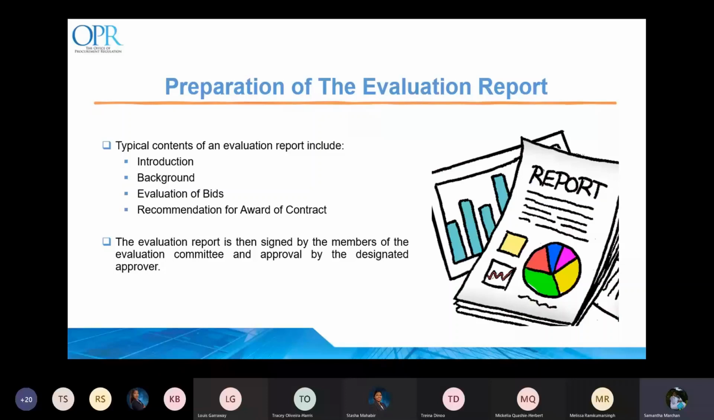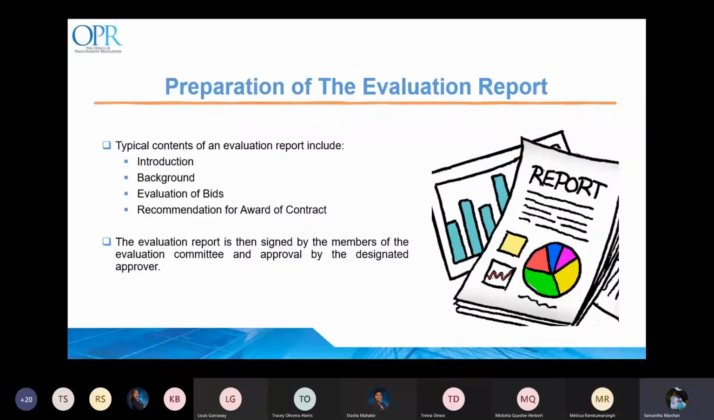So the recommendation for award of contract section should provide an overview of the completed evaluation with justified ranking of the bids received, and a recommendation for the selection of a supplier or contractor.